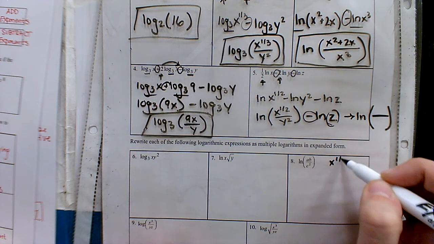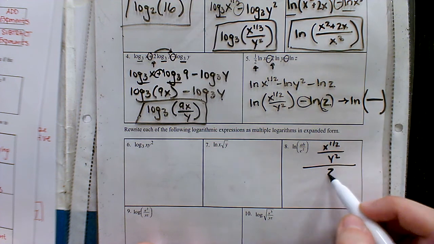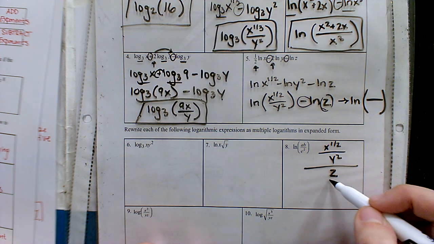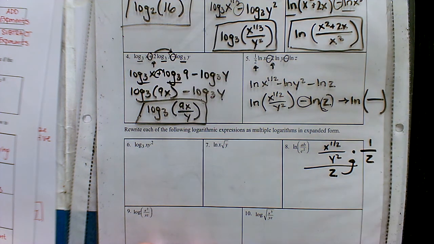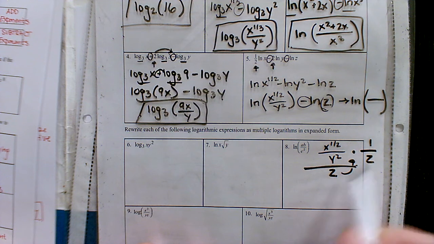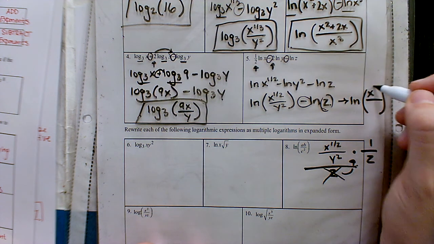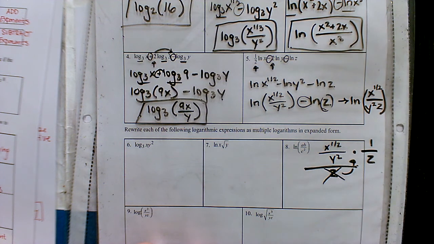I'm gonna jot it down over here. We're taking x to the 1/2 over y squared, and we're dividing it by z. Instead of dividing by z, we could bring it up and multiply by 1 over z, the reciprocal. Instead of dividing by something, you can multiply by the reciprocal. So that's technically not there anymore. To multiply fractions, we're just going to go straight across. So up top I have x to the 1/2, and then my denominator is y squared z.